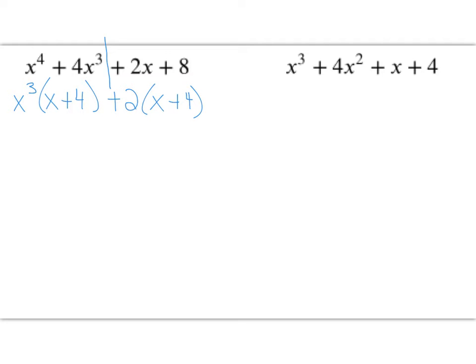And what should happen every time is you should end up with something that's common to the first half and the second half. Since that x plus 4 is common to both, I'm going to factor out the x plus 4, make sure it's in parentheses, and then I'm left with x cubed from the first half and 2 from the second half. So I do end up with two binomials here, but notice that they look a little different than the binomials that we have been seeing when we factor trinomials.